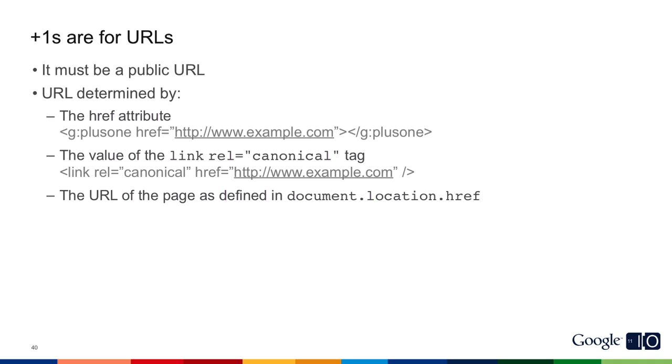Now, you would use this attribute if, let's say, you're on a blog homepage, and you've got several different articles, and you want to put a +1 button by each one of those articles. And that +1 button should +1 the URL of that article. You would specify that URL in the href tag.